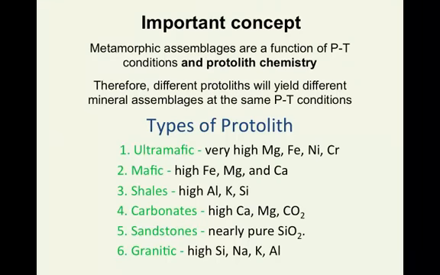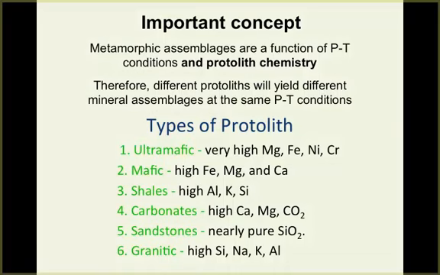And those protoliths might look like this. You could start off with a very iron and magnesium rich mafic or ultramafic rock, and trace elements like nickel and chrome are going to affect the accessory minerals that you see in the rock. You start off with a shale. That's going to give you those aluminosilicates because it has a lot of aluminum, and a lot of micas because there's a lot of potassium available.